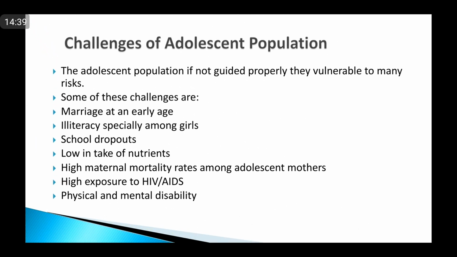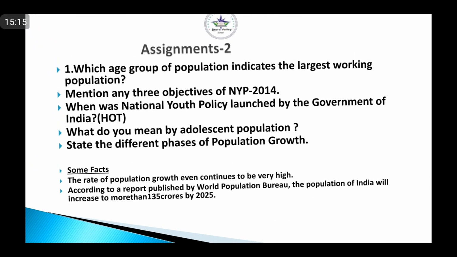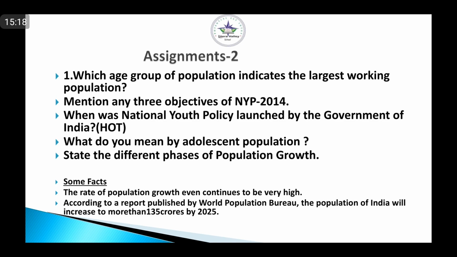As I told you before, there are some challenges of the adolescent population; if not guided properly, they are vulnerable to many risks. Some of these challenges, as I told you earlier, are marriage at an early age, illiteracy especially among girls, school dropouts, low intake of nutrients, high mortality or maternal mortality rates, high exposure to HIV or AIDS, and physical and mental disability.